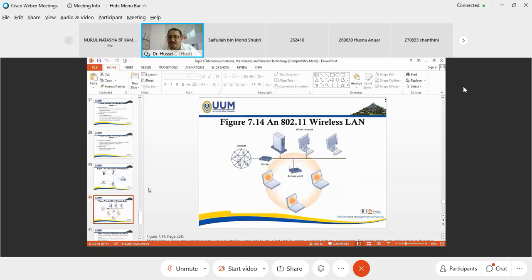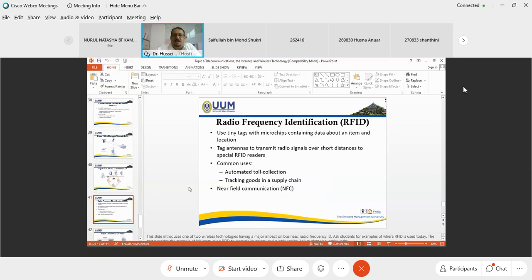Now, wireless LAN. What is a LAN? A LAN is when you have an access point and we connect to the access point. Like now, I have a wire in my office, but I connect to the access point. Other than that is radio frequency identification.